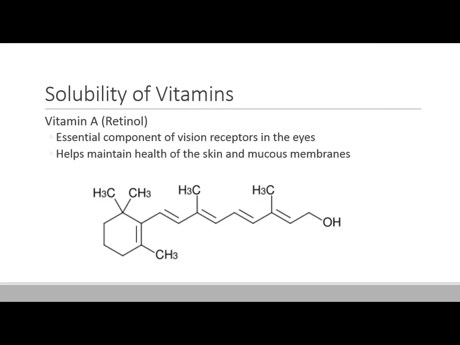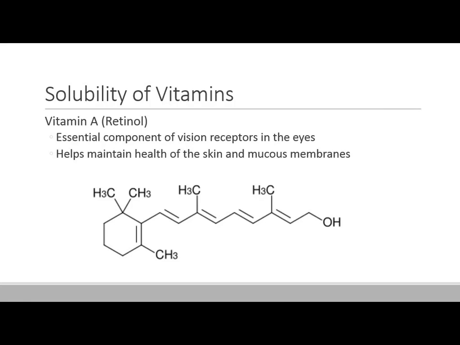So let's take a look at vitamin A, because I can never remember which ones are fat soluble and which ones are water soluble, but if you look at the structure you can predict it, right? So vitamin A, this is sometimes called retinol. It's important for the receptors in your eyes. It's also important for your skin and mucous membranes and so forth. An important vitamin. Now, will it be water soluble or fat soluble?